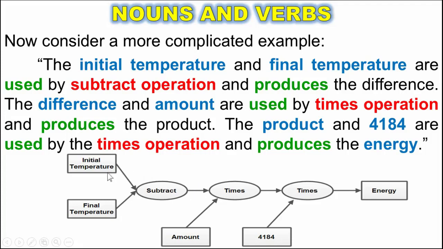The initial temperature and final temperature are used by the subtract operation and produce the difference. The difference and amount are used by the times operation and produce the product. The product and 4,184 are used by the times operation and produce energy.